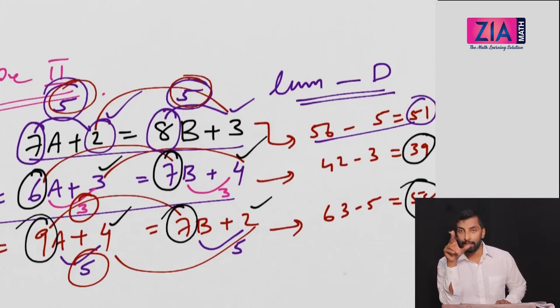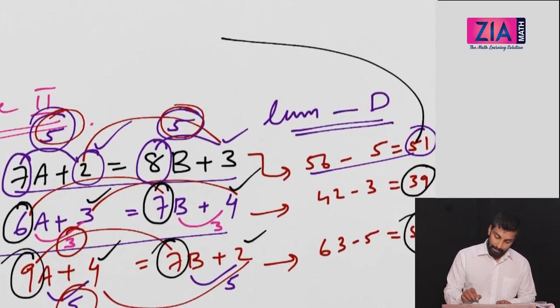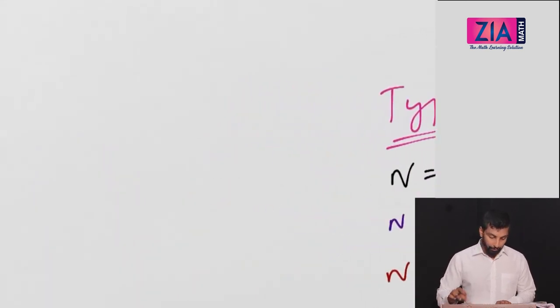There it was LCM plus remainder. Here it is LCM minus the difference. Everything else remains the same. The questions which I asked you there. Okay, now let's take this first case. Or let's take it here.